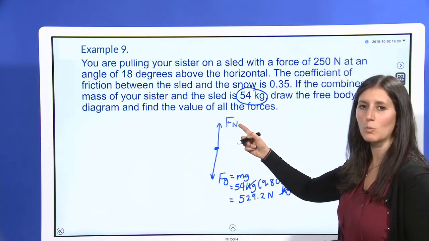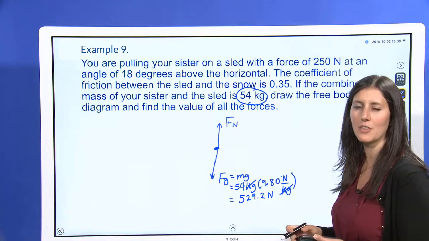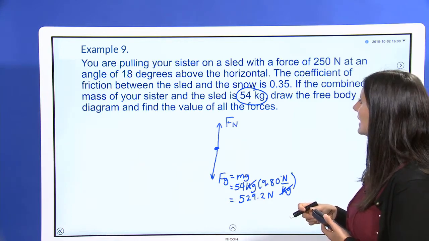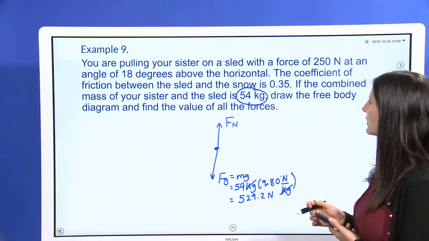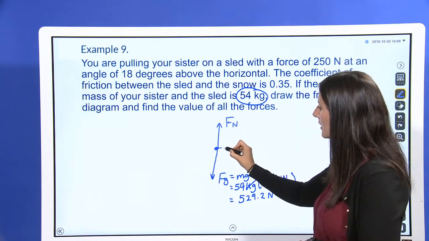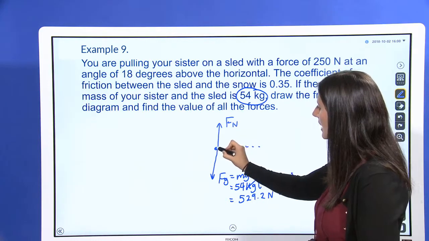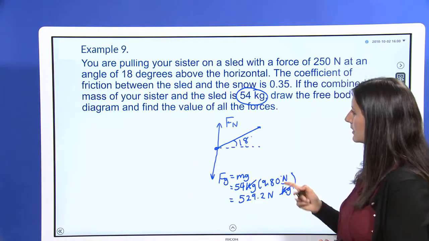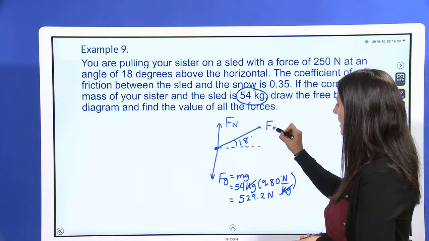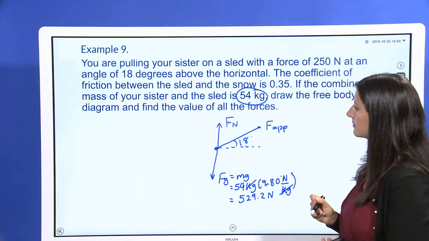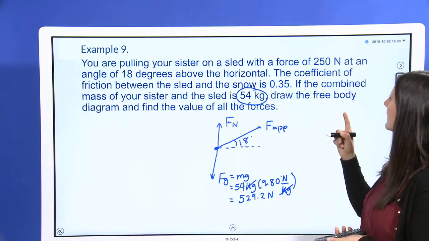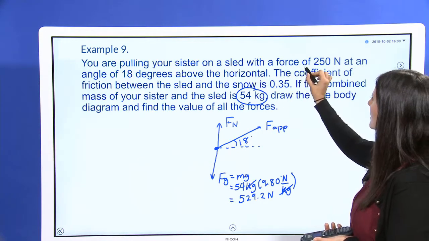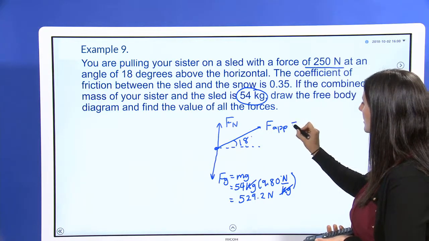Before we can calculate this normal force, we need to see if there are any other forces here that have y components in them. Okay, so we have an angle of 18 degrees above the horizontal. So this is me pulling my sister on the sled at an angle of 18 degrees above the horizontal. So this force is the force applied. It tells me that the force that I'm pulling my sister in the sled is 250 newtons, so that's my force applied.